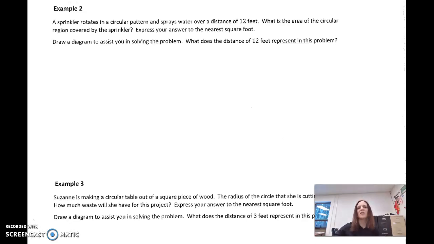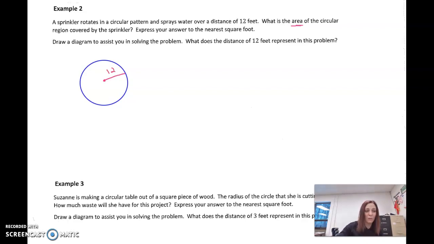A sprinkler rotates in a circular pattern and sprays water over a distance of 12 feet. What is the area of the region covered by the sprinkler? Now, it says draw a diagram to assist you. I get that it can kind of be confusing, so draw a picture. Okay, and basically our sprinkler is spraying right here, and the water shoots out over 12 feet.